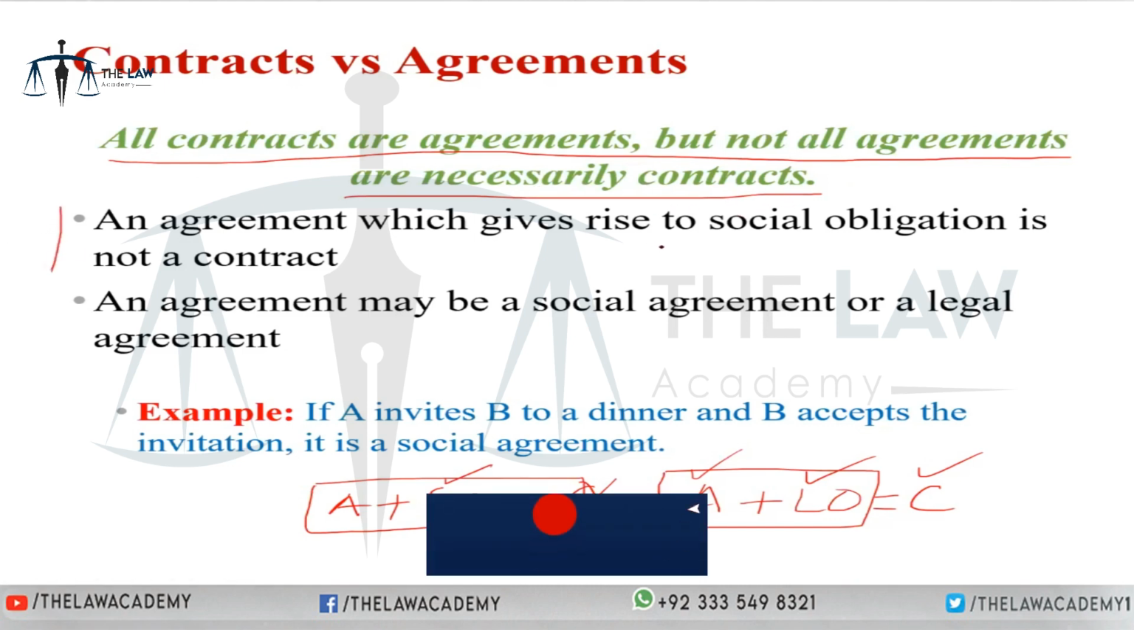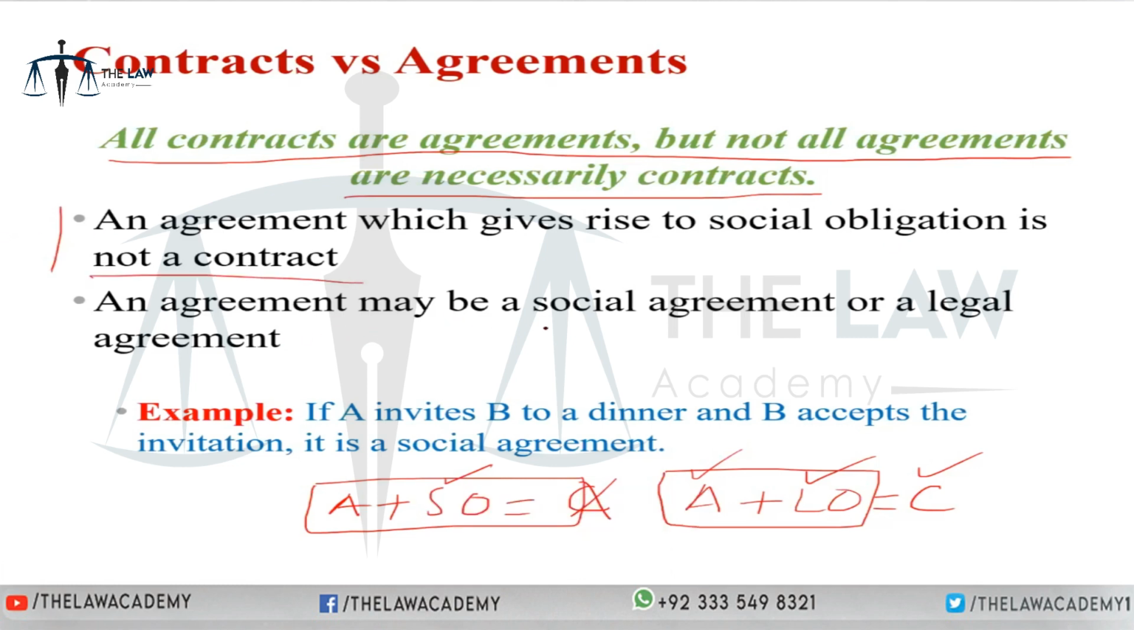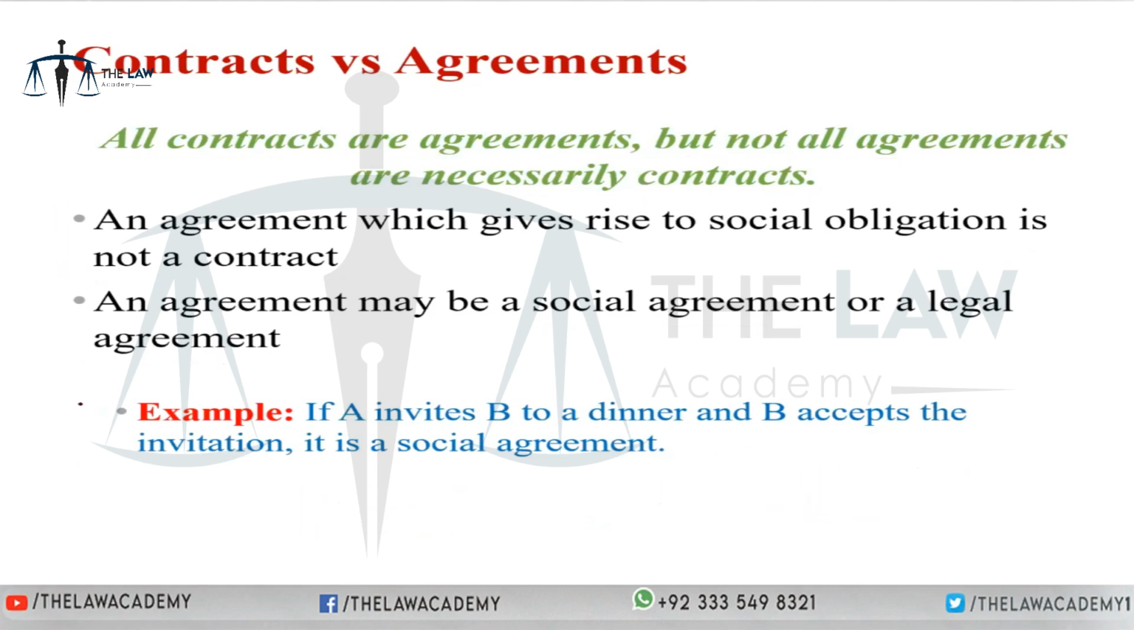An agreement which gives rise to social obligation is not a contract. An agreement may be a social agreement or a legal agreement. So if it is a legal agreement, it is going to be known as a contract. And if it has social obligation, it will be known as a simple agreement or social agreement, not a legal agreement. An example is still the same. If A invites B to dinner and B accepts the invitation, it's a social agreement. It's a social obligation.